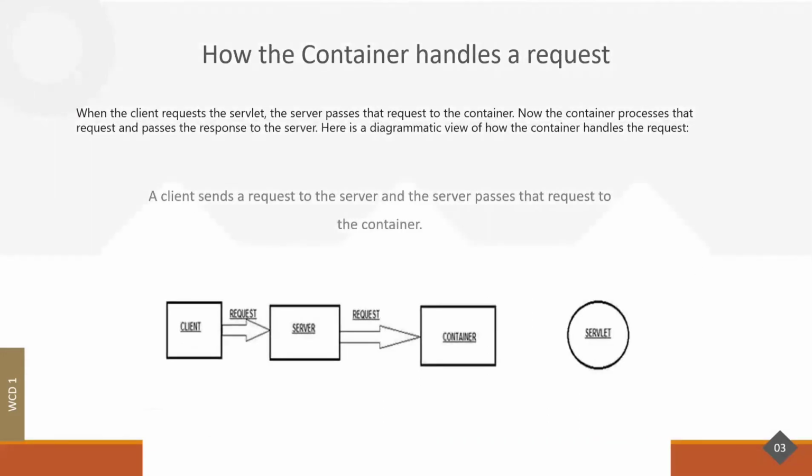So, this is the main point in this video, how the container handles a request. When the client requests a servlet, the server passes that request to the container. Now the container processes that request and passes the response to the server. Here is a diagrammatic view of how the container handles the request. A client sends a request to the server and the server passes that request to the container.